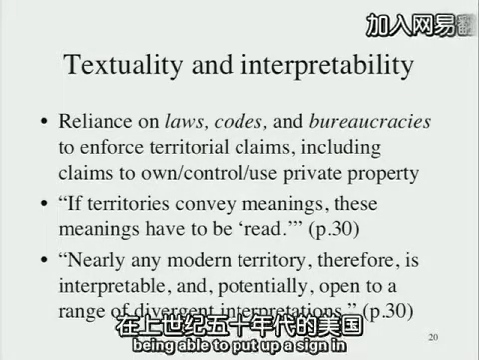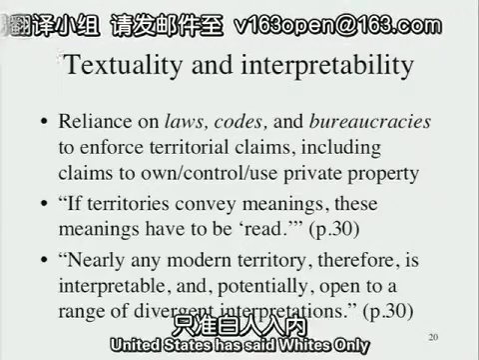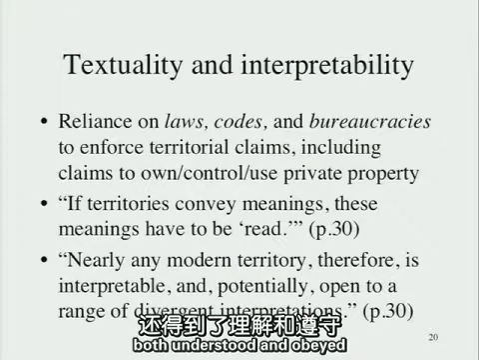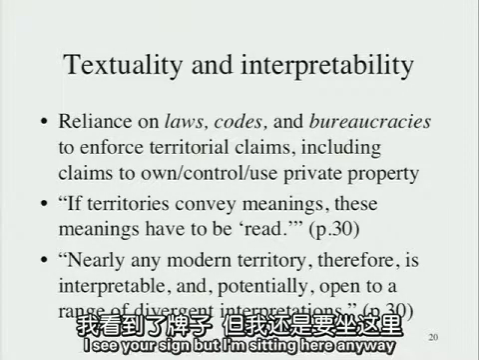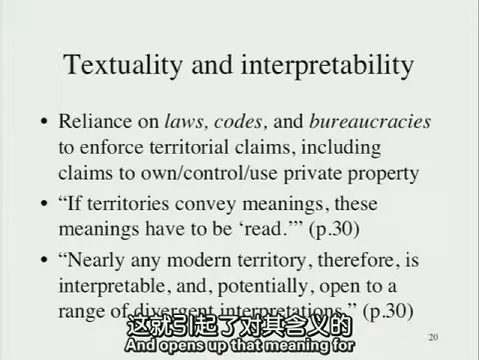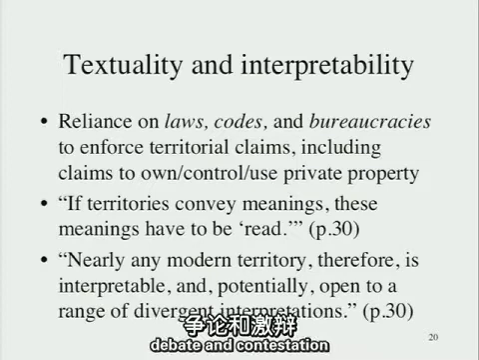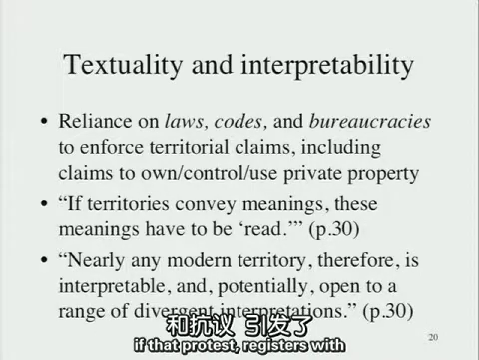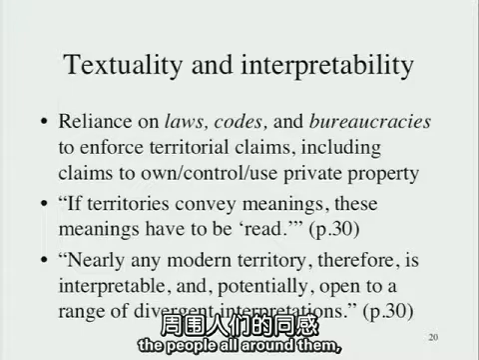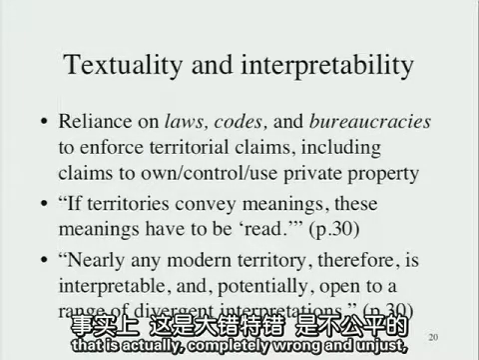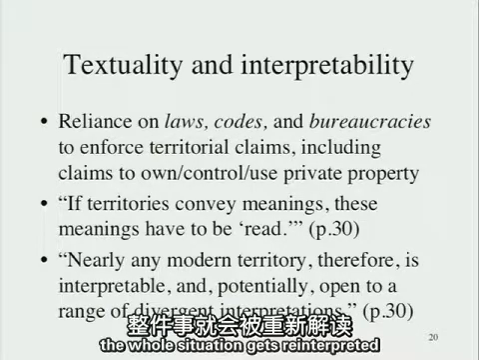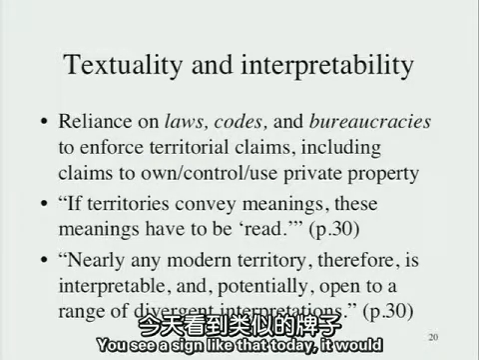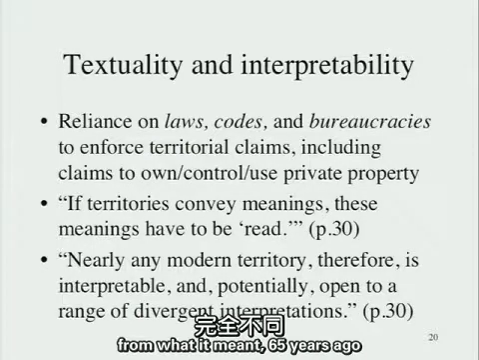He uses the example of being able to put up a sign in a restaurant in the 1950s in the United States that said whites only, and having that assertion both understood and obeyed. Somebody else comes along and says, I see your sign, but I'm sitting here anyway, and opens up that meaning for this debate and contestation. And in many ways, if that protest registers with the people all around them, and everyone says, that is actually completely wrong and unjust, the whole situation gets reinterpreted, and the sign no longer means what it used to mean in a lot of ways, right? You see a sign like that today, it would mean something completely different from what it meant 65 years ago.